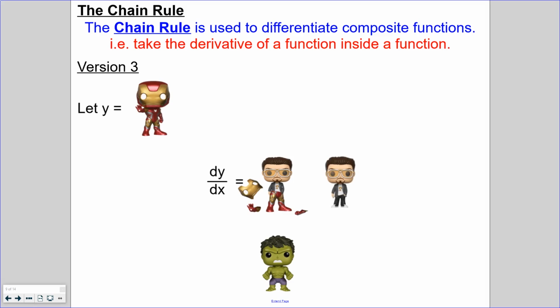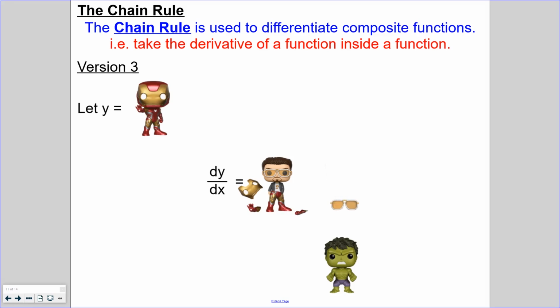So now we have the inner function running around, but we know we want to take the derivative of the inner function as well. So Hulk comes over and he's like, Hulk smash! And we take the derivative of Tony Stark. So Hulk smash! And then we are left with the derivative version of Tony Stark, which are his sunglasses, or Edith. And there we go.